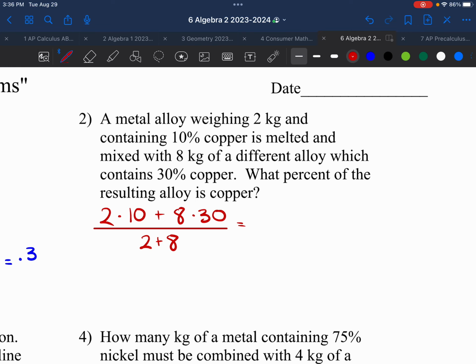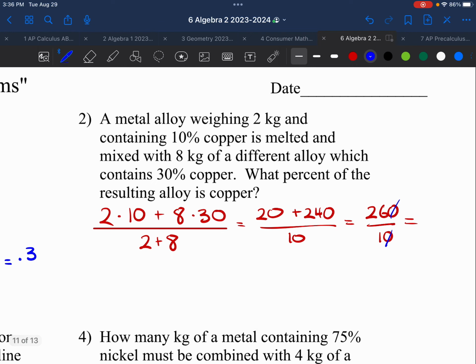So let's go ahead and figure out what that is. 2 times 10 is 20. 8 times 30, well, 8 times 3 is 24, so 8 times 30 is 24 with a 0. And then down here, 2 plus 8 is 10. And that means I'm going to get 260 over 10. And I can just cross off a 0, and I get 26.